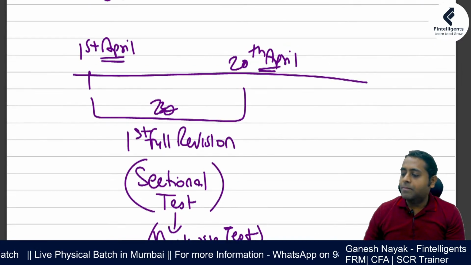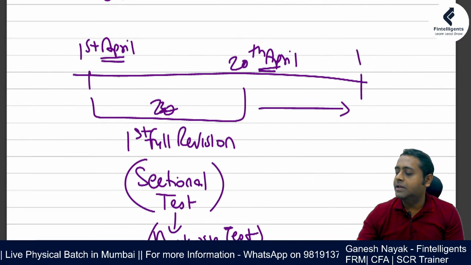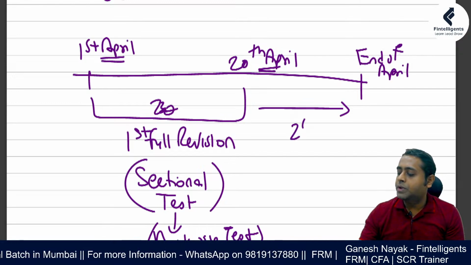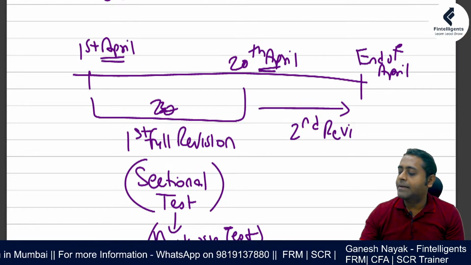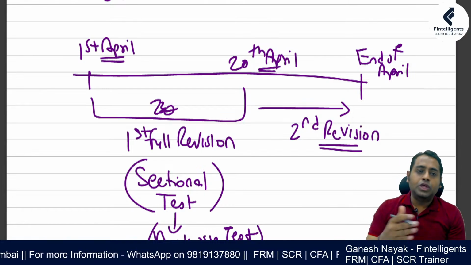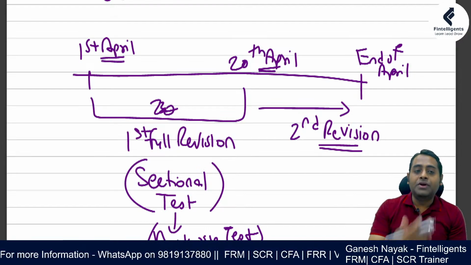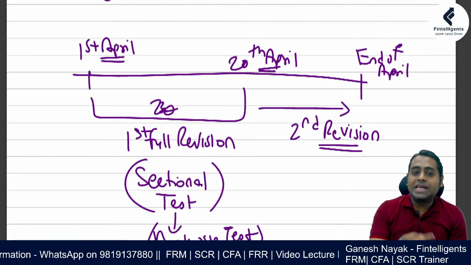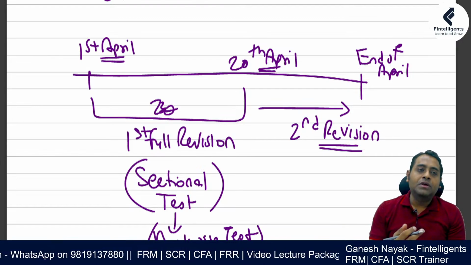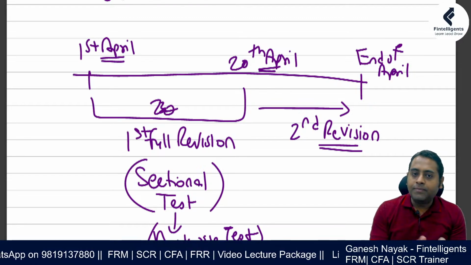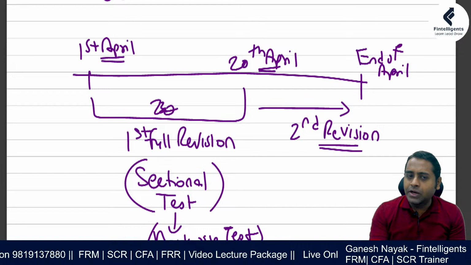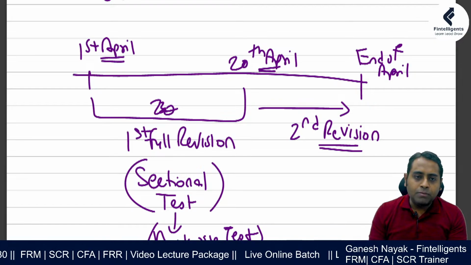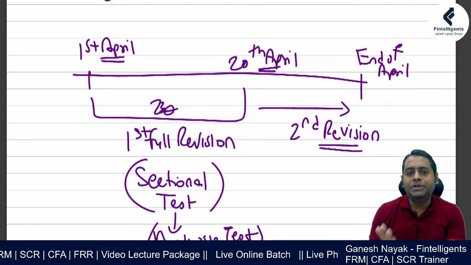And from 20th of April till the end of April, you should be doing your second revision. Now this time the revision has to be faster. You have only 10 days to cover. So when you're revising, don't revise everything. Focus on those chapters which require more attention, where you are weak. For the chapters which you are fairly good, in your second revision you can just briefly walk through it, going through the formulas and reading the important concepts. That should be the overall approach.